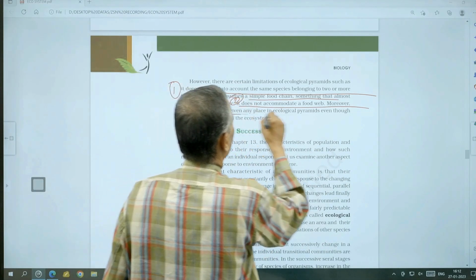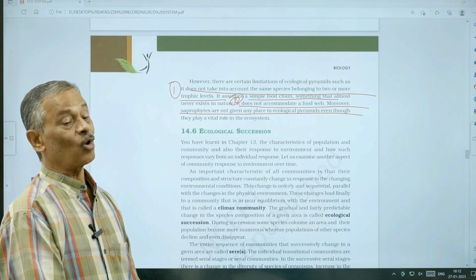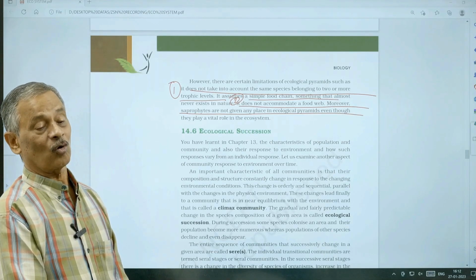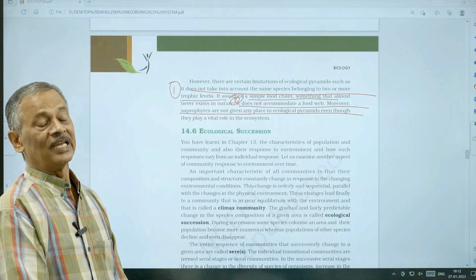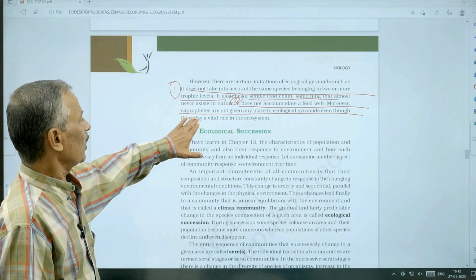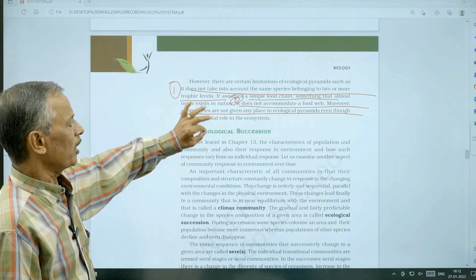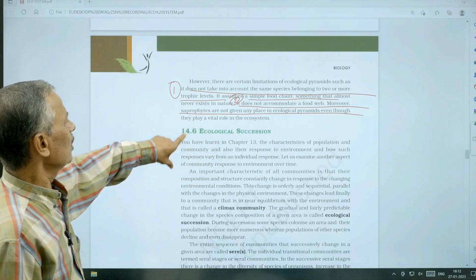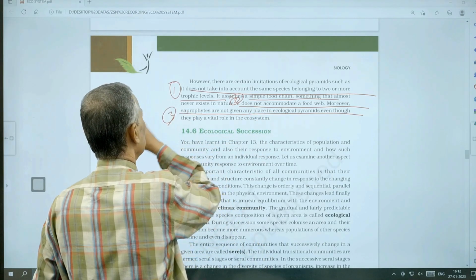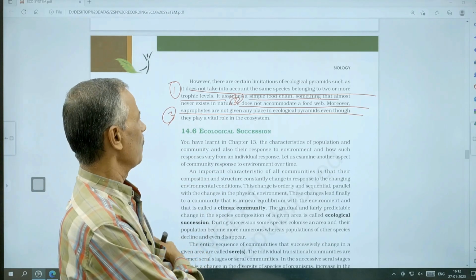Three. Saprotrophs, decomposers, they are not given any position. Where are they? Where are they occupying? It is not at all accommodated. So, saprophytes, which are the most important decomposers, though they play a very important role in the ecosystem, are not given any place. So, that is the third limitation or shortcoming. Clear?